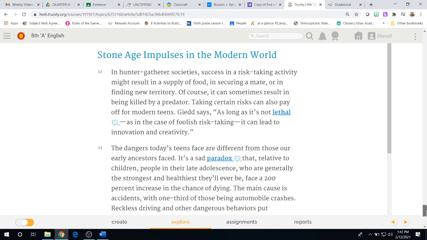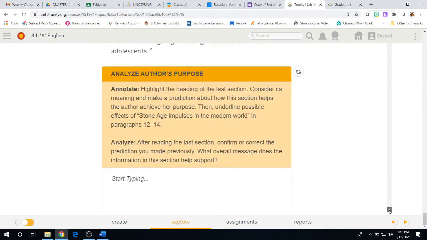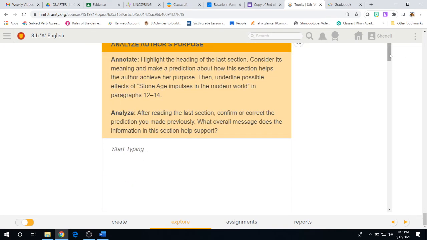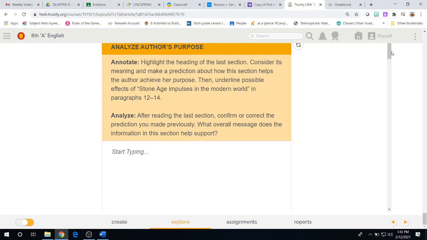We have another article, Stone Age Impulses in the Modern World. We continue going here and we come to another question. This one is an analyze author's purpose question. Highlight the heading of the last section. Consider its meaning and make a prediction about how this section helps the author achieve her purpose. Then underline possible effects of Stone Age impulses in the modern world in paragraphs 12 to 14.